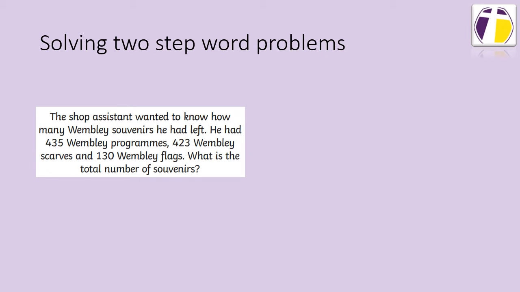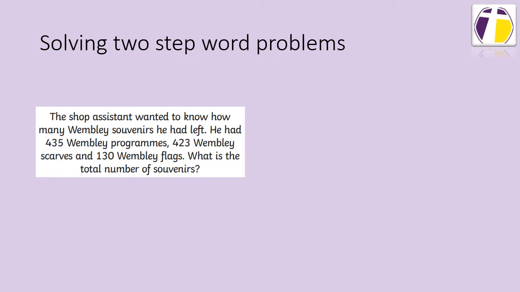Here is an example of a two-step word problem. Likewise, we are going to read the question to begin with and see what we need to do. The shop assistant wanted to know how many Wembley souvenirs he had left. He had 435 Wembley programmes, 423 Wembley scarves and 130 Wembley flags. What is the total number of souvenirs?